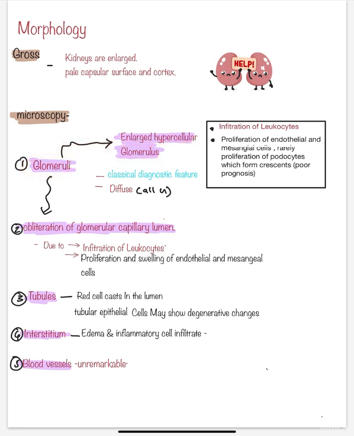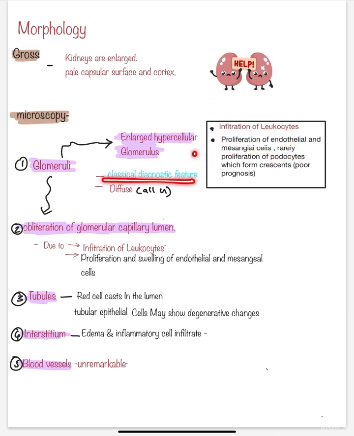So why does enlargement of glomeruli occur? This is due to the infiltration of leukocytes and also the proliferation of endothelial and mesenchymal cells, and rarely the proliferation of podocytes, which forms crescents, and if it forms crescents, it will have a poor prognosis. So why are the glomeruli enlarged? First of all, it is due to the infiltration of leukocytes as a response to cell injury or complement activation, and second, it is due to the proliferation of endothelial, mesenchymal as well as podocytes.